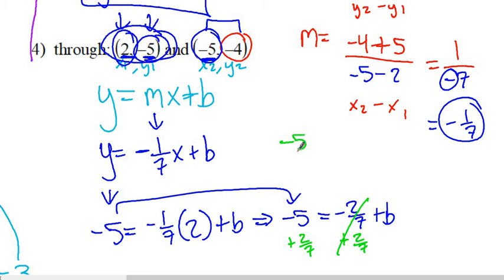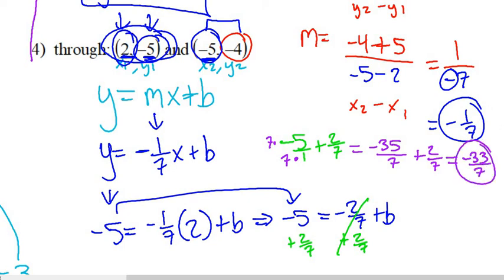So we're going to have negative 5, which as a fraction is like negative 5 over 1, plus 2/7. We need a common denominator, so the common denominator would be 7. So I'm going to multiply both of these by 7. 7 times negative 5 is negative 35, and 7 times 1 is 7. So now we have negative 35 over 7 plus 2 over 7, and that's negative 33 over 7. And you can just leave it like that.